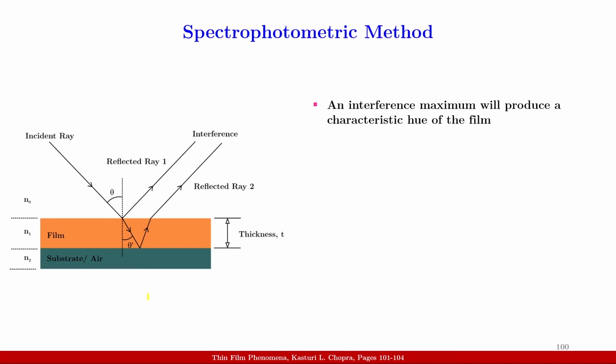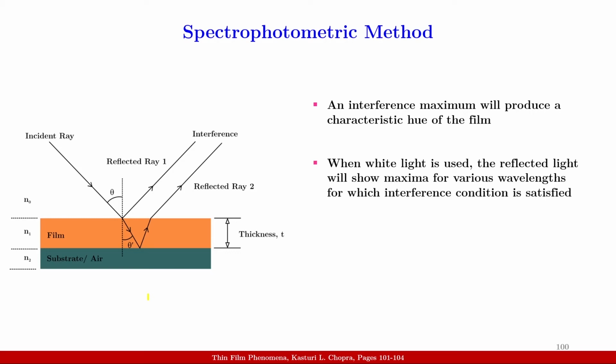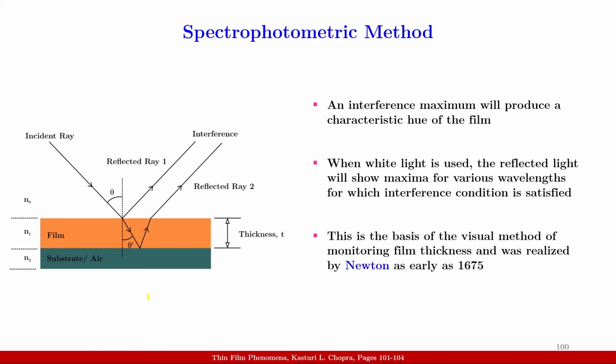An interference maximum will produce a characteristic hue of the film. When white light is used, the reflected light will show maxima for various wavelengths for which the interference condition is satisfied. And this is the basis of the visual method of monitoring film thickness, and this was realized by Newton as early as 1675.